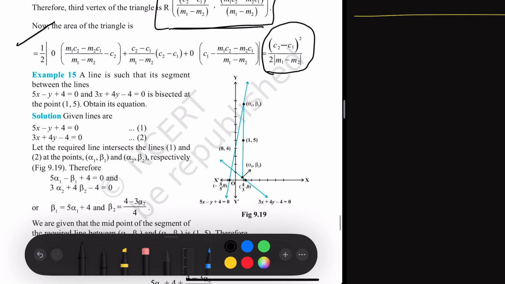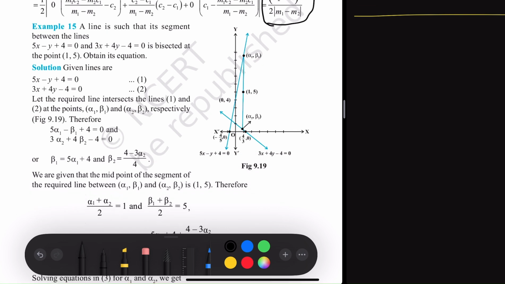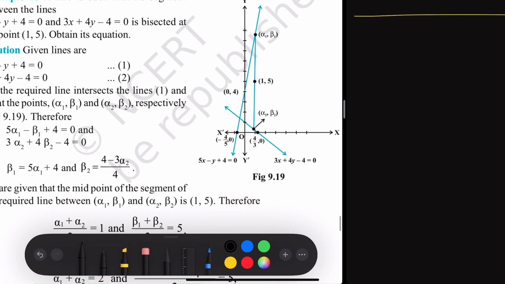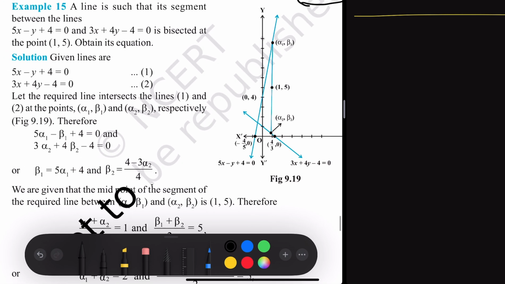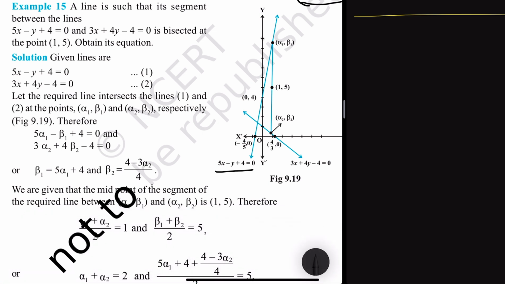Okay, moving on to example number 15. So we are given that a line is such that its segment between the lines is bisected by the point (1, 5). We have to obtain the equation of that line. So see carefully in the graph that is given to you. So this is the line segment that is already given to us. The equations 5x - y + 4 and 3x + 4y - 4 are already given to us.